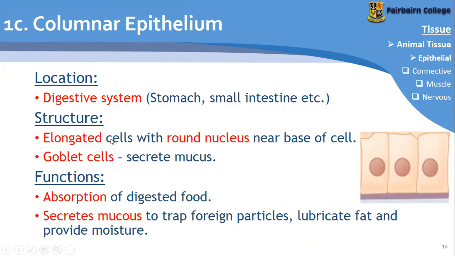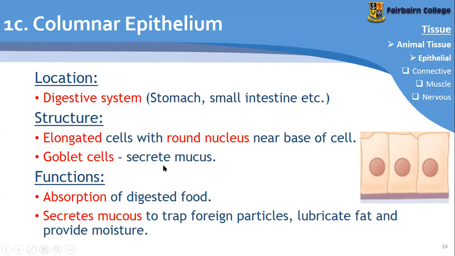Okay, so important there, location: digestive system. The cell shape, they are elongated or rectangular, so long cells with a round nucleus, usually close to the bottom of the cell. But that's not too important. Just know that they are elongated and have a round nucleus. And then we also find specialized columnar epithelium called goblet cells. We're going to look at this when we look at the diagram. But basically, these goblet cells secrete mucus.